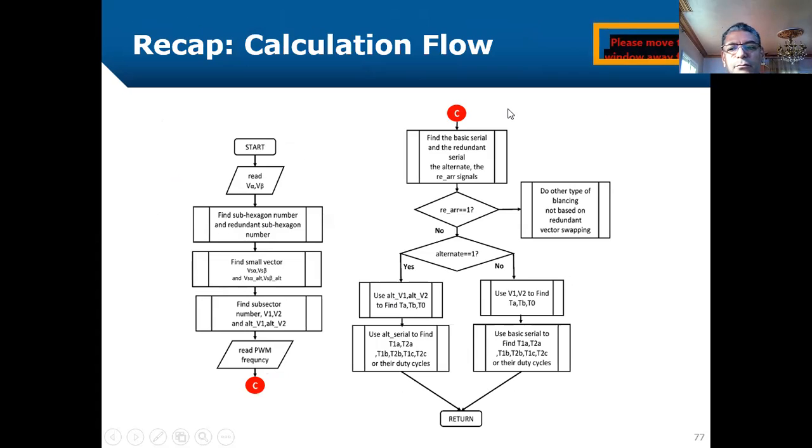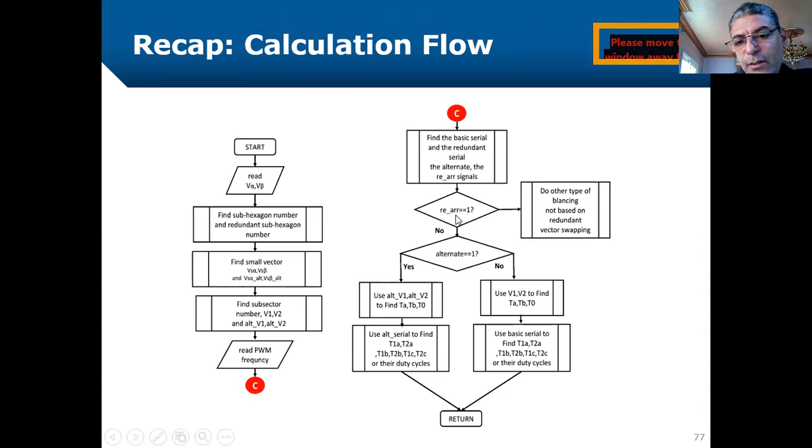Recap of the calculation flow. This calculation flow is describing the balancing mechanism using the different degrees of freedom, or the redundant vector switching. So we start by reading V alpha and V beta. We find the sub-hexa number and redundant sub-hexa number. We find the small vector, the native small vector and the alternative small vector. We find the subsector number, V1 and V2, and alternative V1 and V2. Okay. And then we read the PWM frequency and find the basic serial and the redundant, the alternate serial.